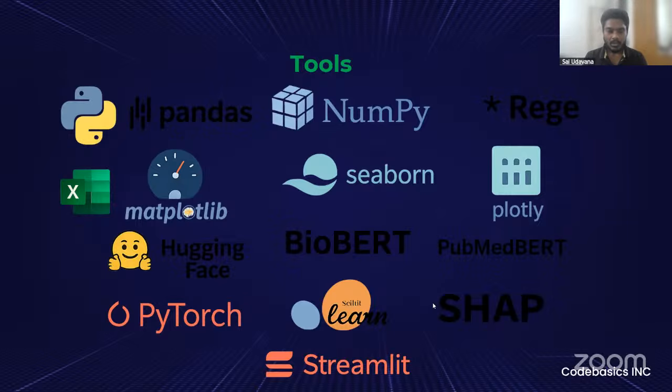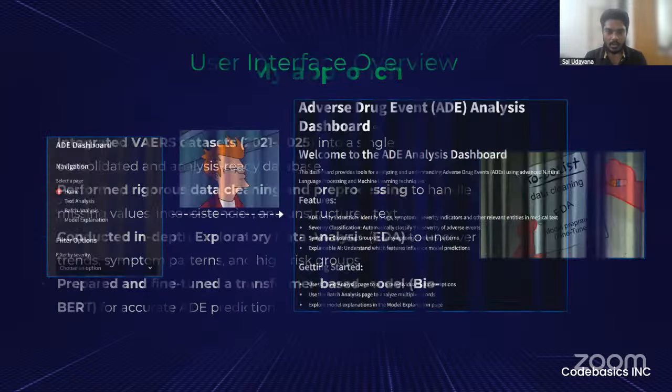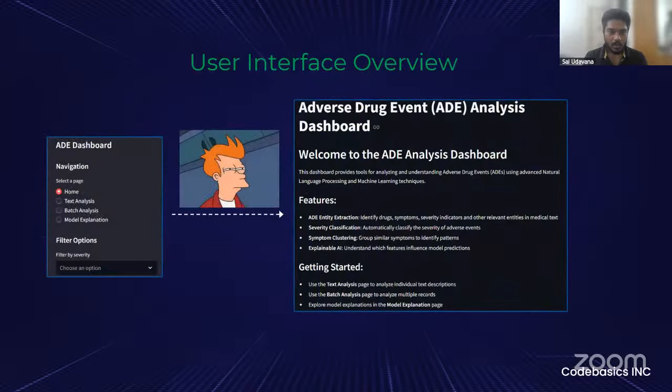My approach: we have the VAERS data from 2021 to 2025, and I combined all the data into a single file. Later I removed a few duplicate values and performed some EDA to find patterns in the data, and then I implemented my model and fine-tuned it. This is the interface of my model. In my interface, there are four primary options: home, text analysis, batch analysis, and finally the evaluation metrics of the model.